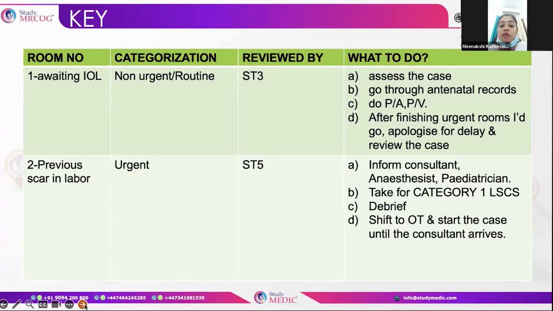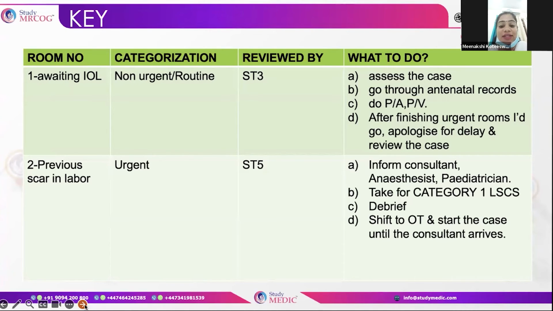So the second room was a previous C-section and labor. This is an urgent case, and we need to review it. Among the list which was given, this was of top priority. So the consultant, the anesthetist, and the pediatrician need to be involved. We need to inform them.